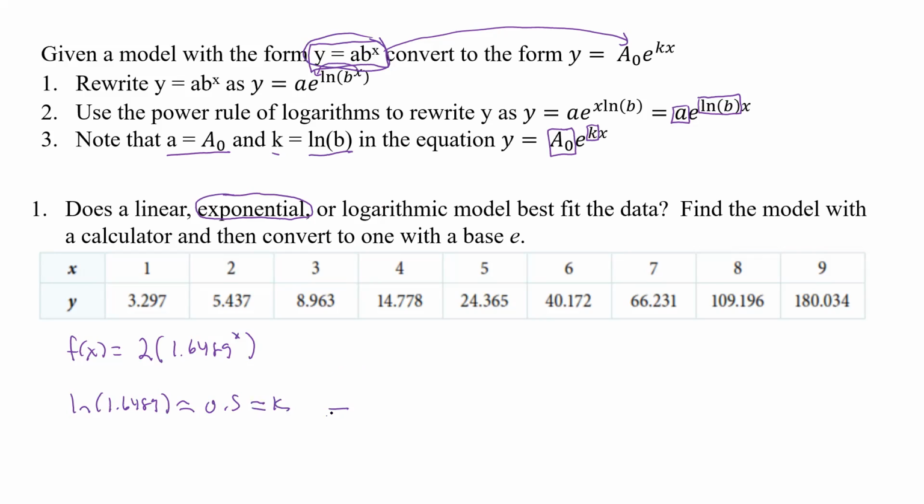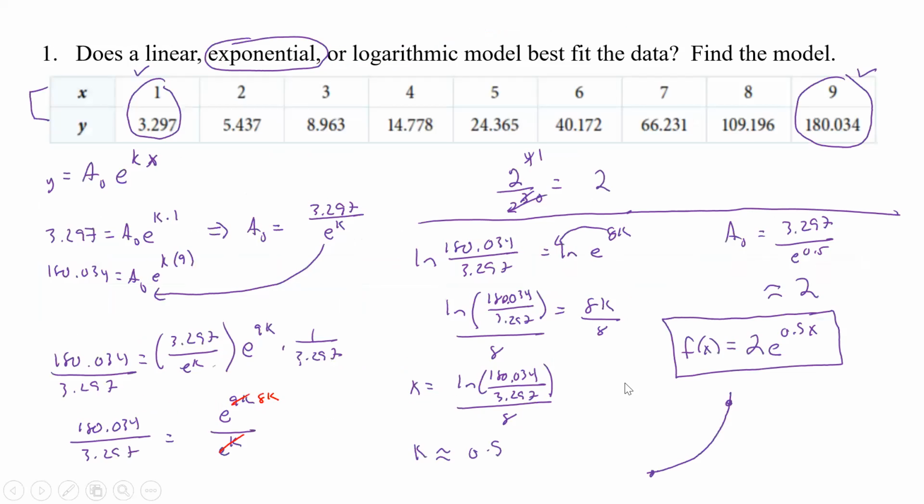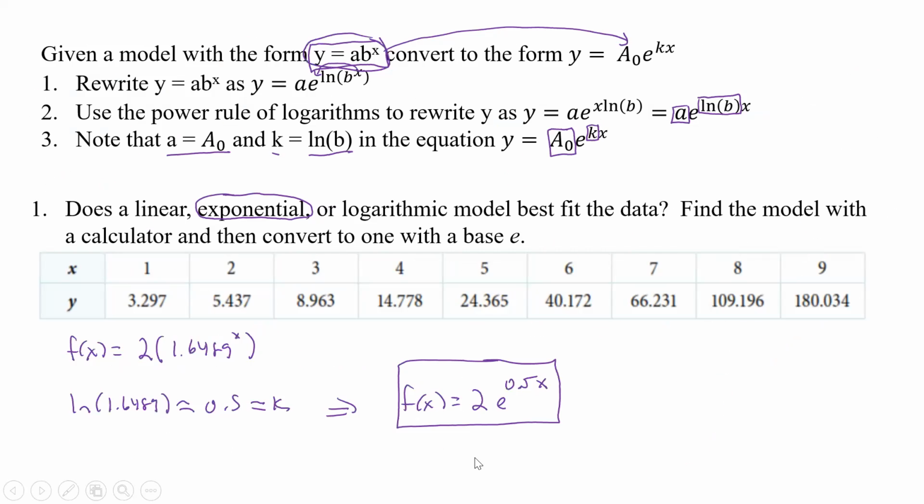And so then we can say, okay, then we get our f of x equals a naught e to the 0.5 times x. And this matches what we got here. Okay, so by longhand we got that. By the calculator, we got the same thing. Okay, and so that's kind of the nice thing.